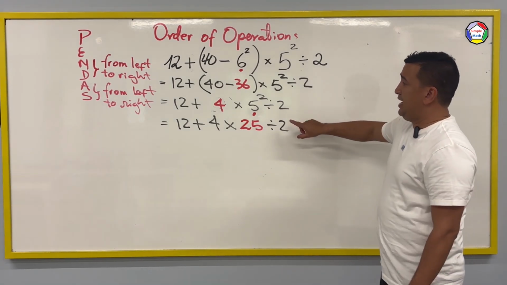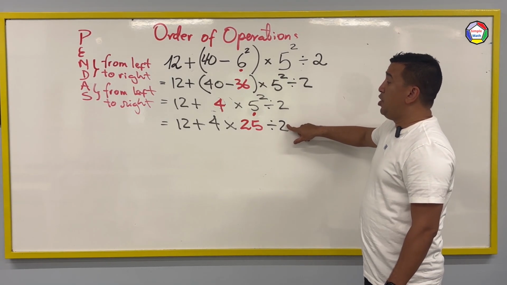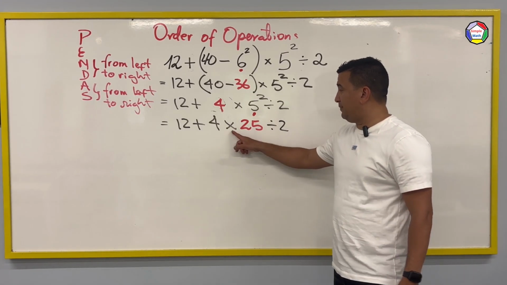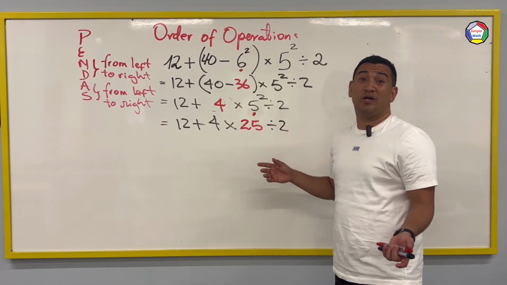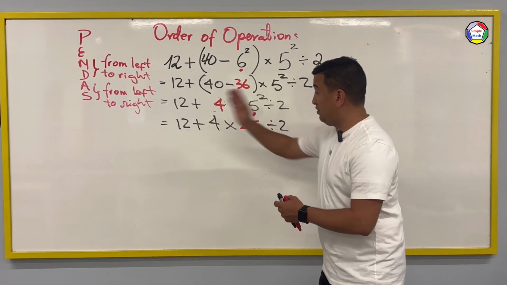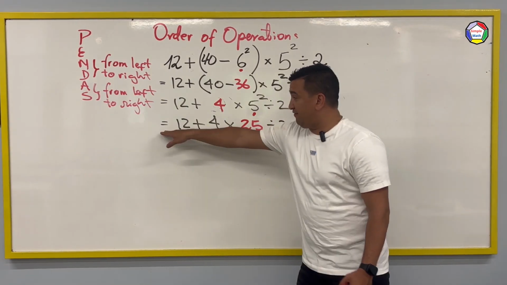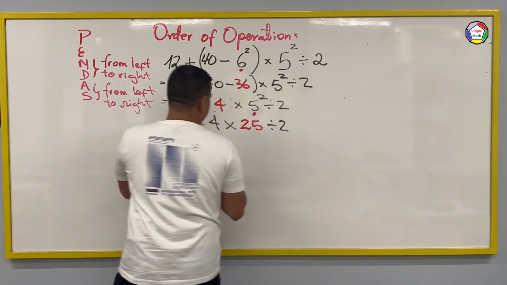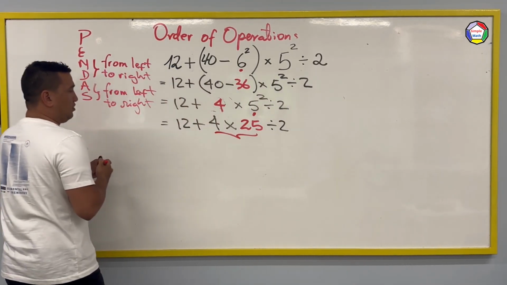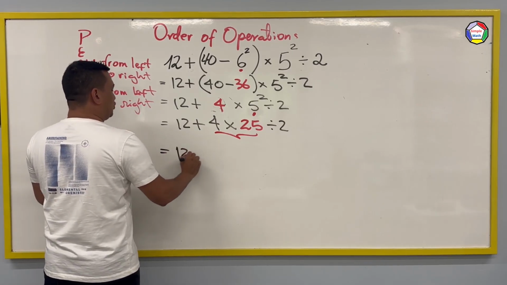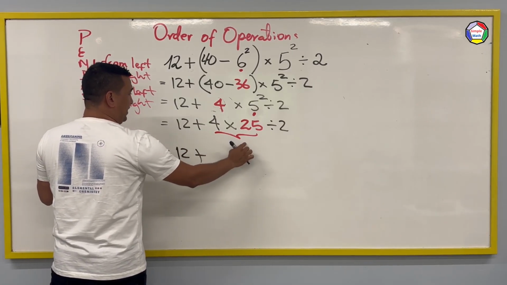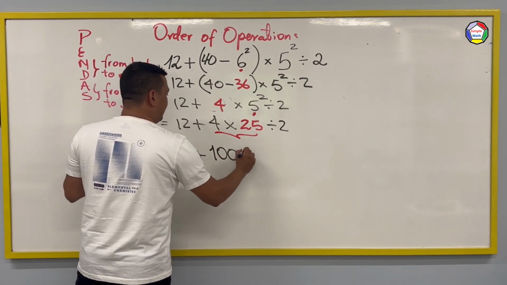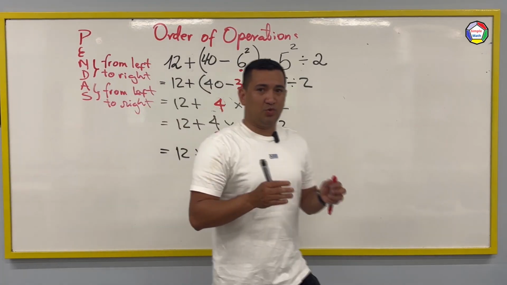Now I will continue using PEMDAS. Parentheses, doesn't have. Exponent, doesn't have. Multiplication and division from left to right. We have a multiplication and we have a division. What do we have to solve first? From left to right, the first operation I get is a multiplication. So I'm going to solve this multiplication. This is going to be equal to 12 plus, how much is 4 times 25? If you work it out, the answer is 100. 100 divided by 2.